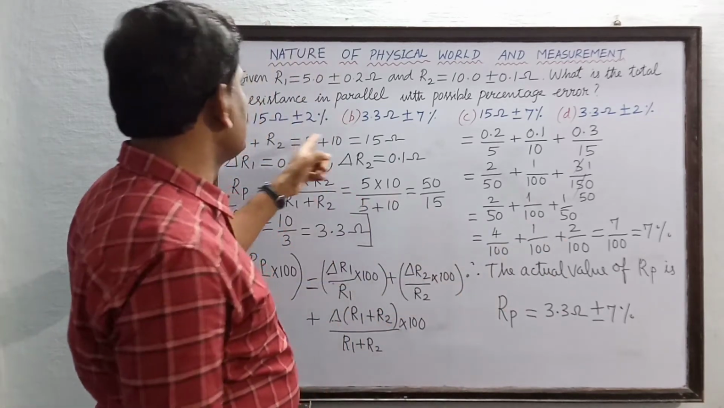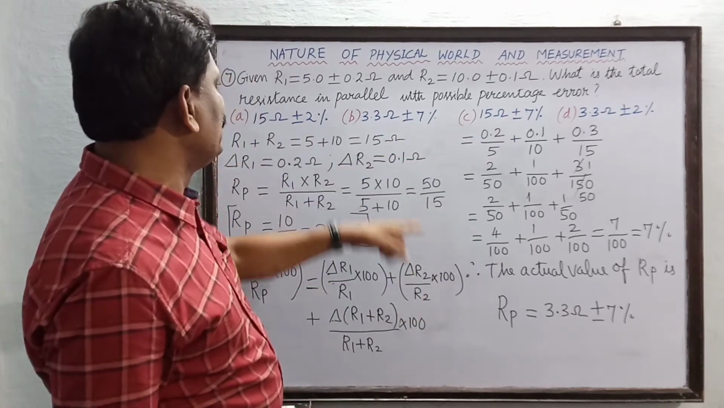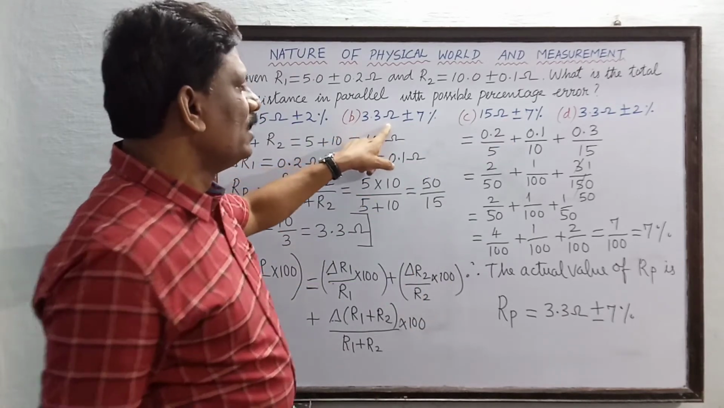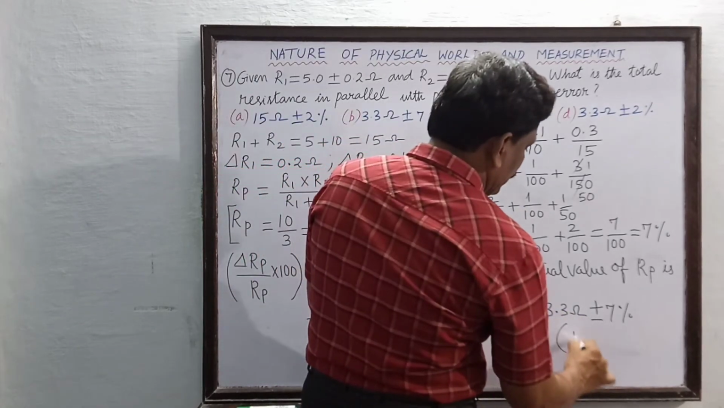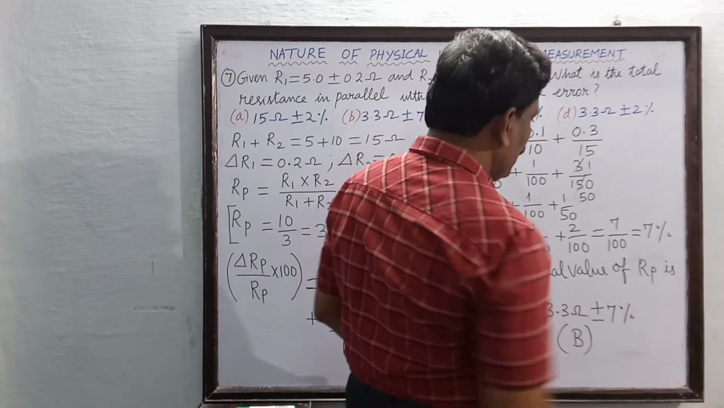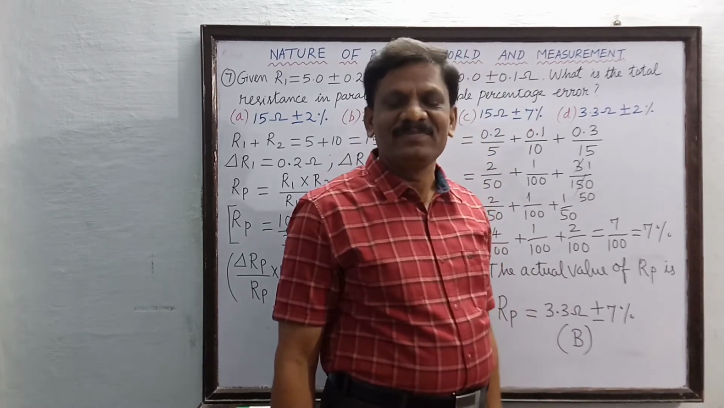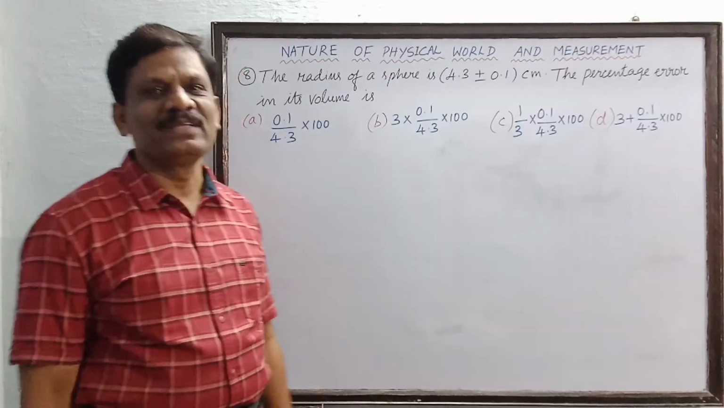Okay, which of the options will be correct? Let us see now. 3.3 ohm plus or minus 7%. So option B is the correct answer, this answer. So option B is the correct answer. Have you understood? Fine.